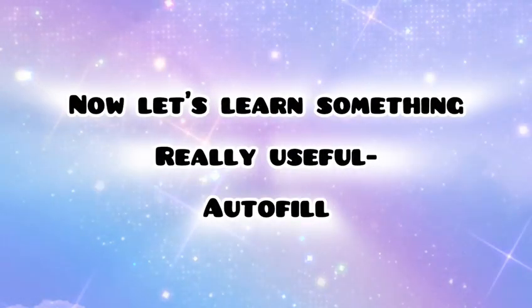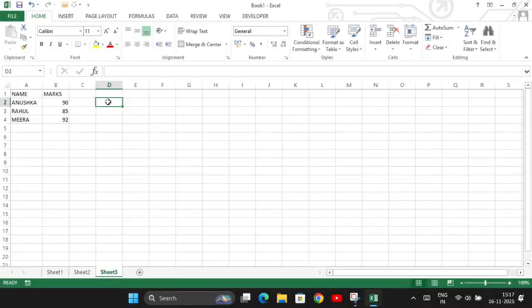Now let's learn about a very useful feature called Autofill. If I type 1 and 2 in two cells, select both and drag the corner downwards, Excel automatically continues the number pattern. This is how I autofill all the numbers in Excel.